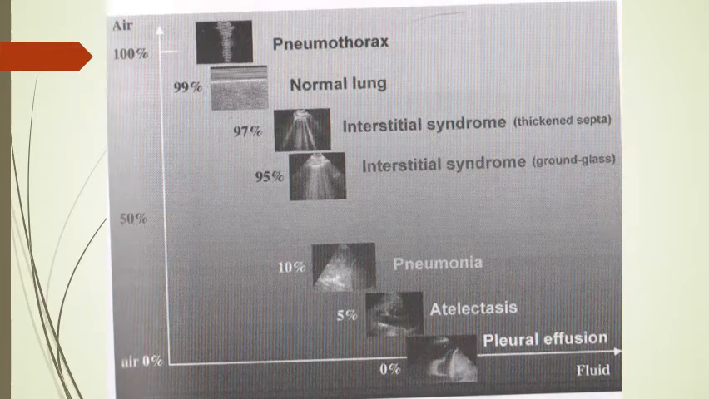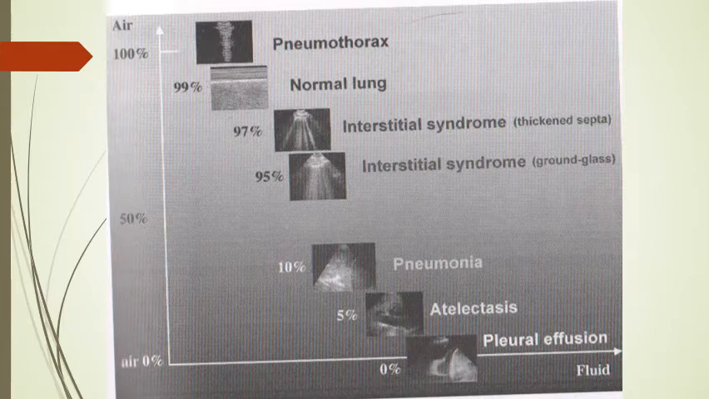This graph illustrates very clearly the relationship between air-fluid ratio and the kind of artifact being formed. On the y-axis, we note the percentage of air within the lung, while on the x-axis, we see the percentage of fluid within the lung. Normal lung is around 99% air, and the only time where it is 100% air is if there is a pneumothorax where air surrounds the lung. And in both cases, they form what are known as A-lines, which are basically the absolute refraction of the ultrasound beams once they hit air.